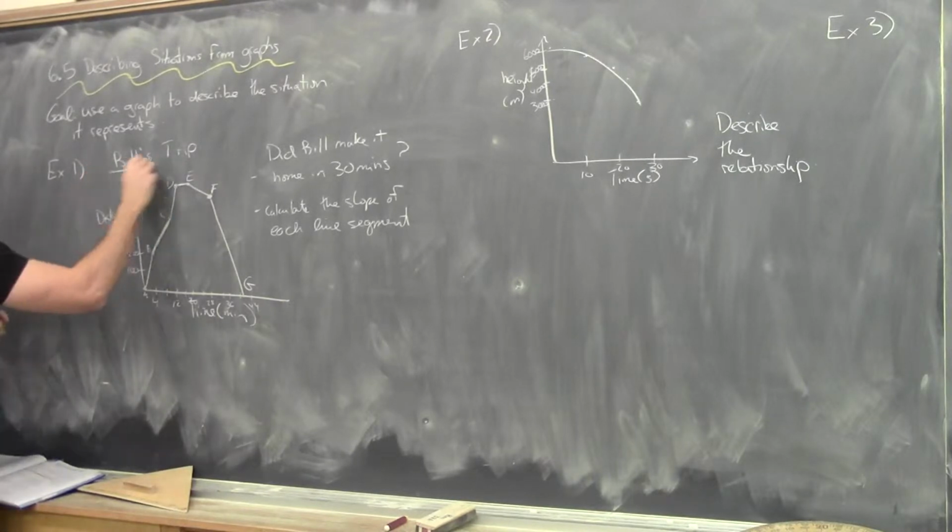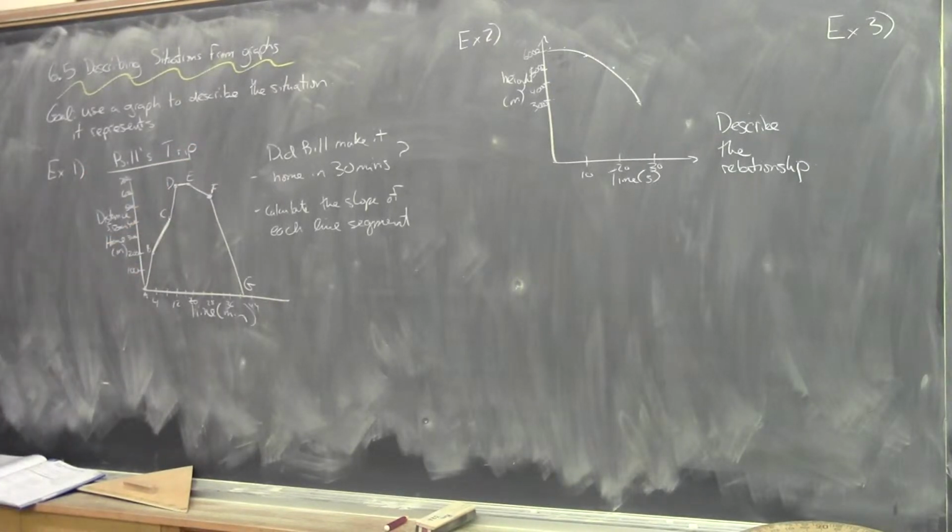So we notice that we're measuring distance versus time. Okay, so this is distance from his house. So if the distance from his house is 0 at point A, that means he's at home starting at point A. As he starts to move away from home, the distance from his house increases. So in the first 4 minutes, he moves from 0 meters to 200 meters.